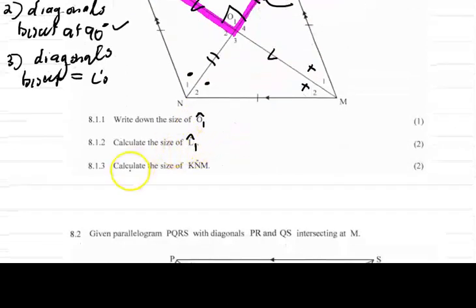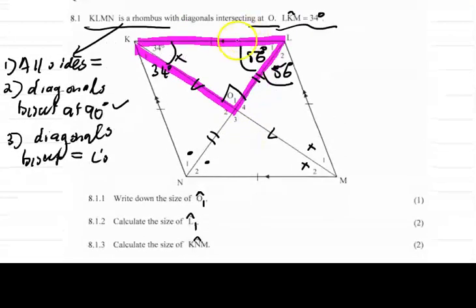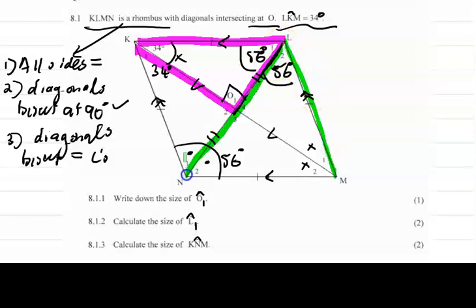Right, now the next question is calculate the size of KNM. KNM, where's KNM? Right there you can see now. KNM, this whole side over here. Now KNM, you can look at it like this here. See, these lines are parallel. The arrow on the line means that these lines are parallel. So if that's 56, that's also going to be 56. See these lines here, parallel lines, alternate angles. If you look carefully, you'll be able to see that. Remember, we're looking for the Z shape, right? So you can write 56 degrees.